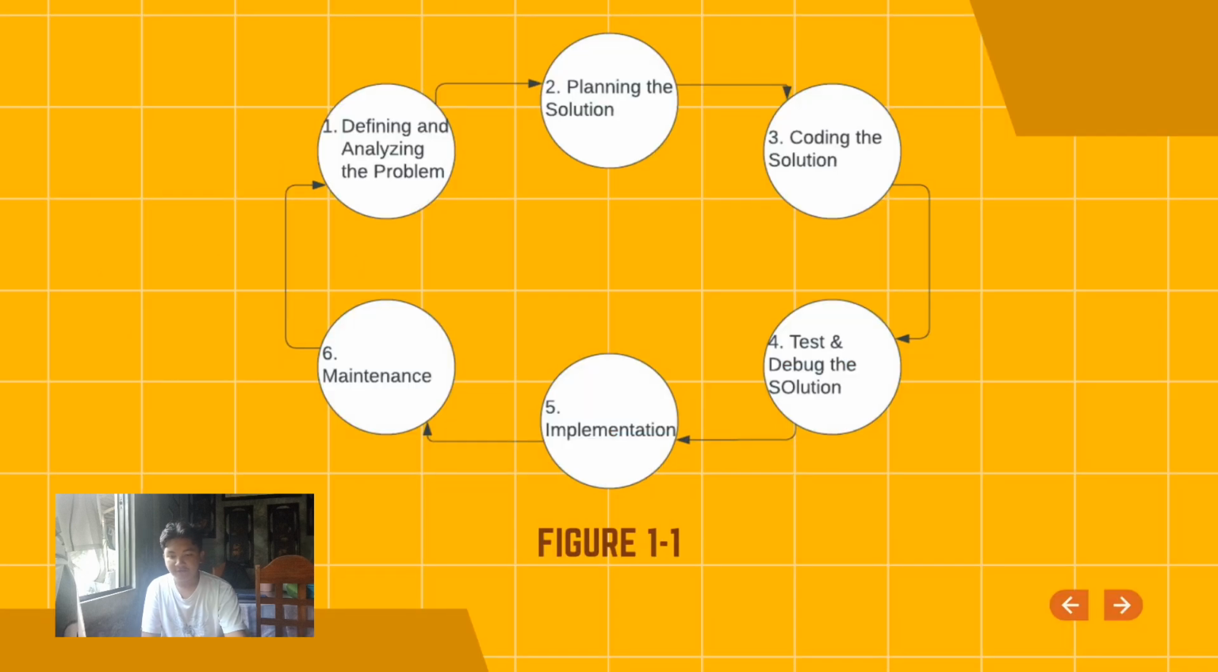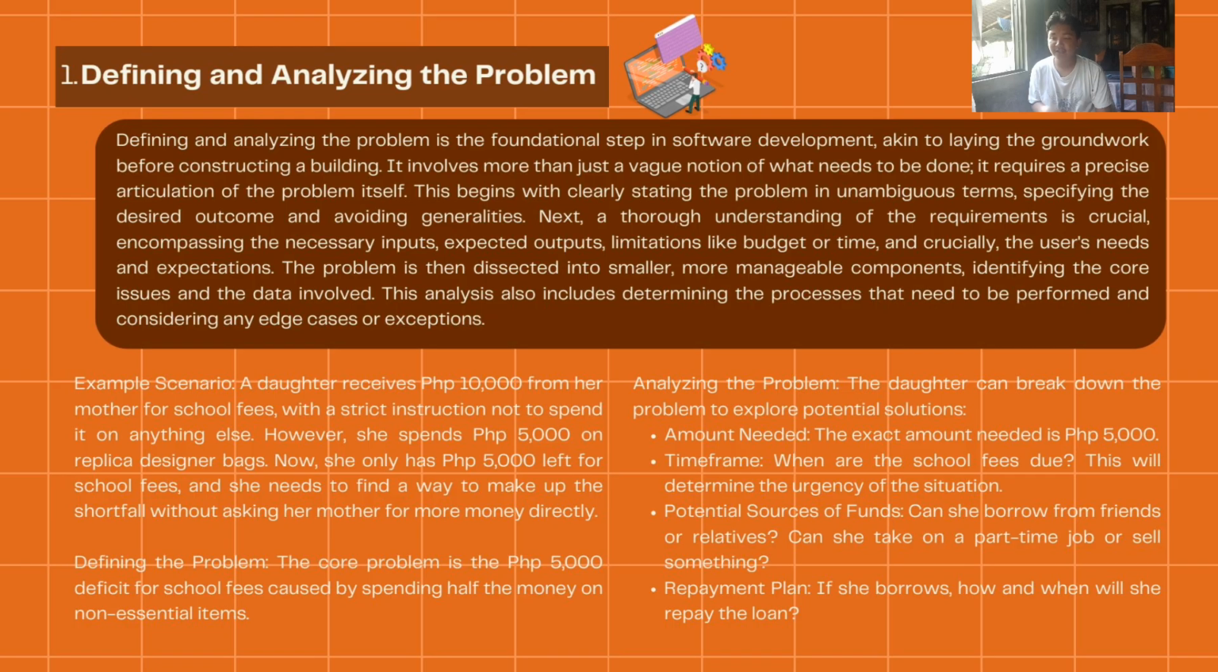So here is Figure 1.1. As you can see, number 1, defining and analyzing the problem. Number 2, planning the solution. Number 3, coding the solution. Number 4, test and debug the solution. 5, implementation. And last, 6, maintenance. And so on and so forth. It goes back to 1, then proceeds in sequence through 1, 2, 3, 4, 5, and 6.